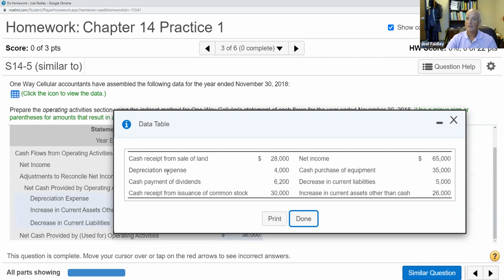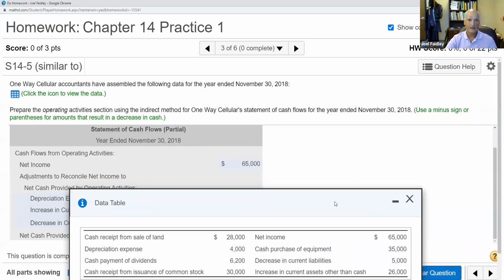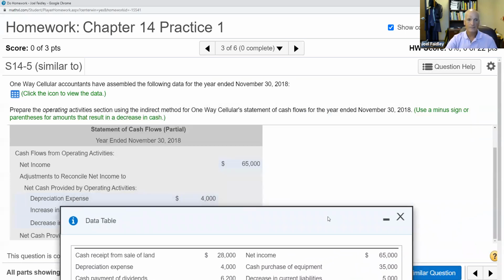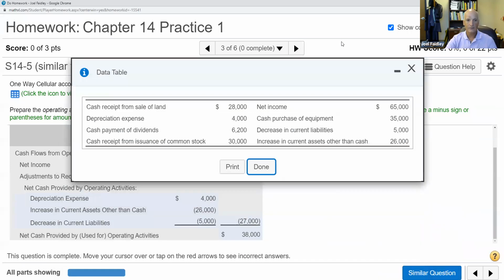There's no cash involved here. So that's why you always add back depreciation. You add back amortization. Always add it back. Not a subtraction. It's always an add back. Net income plus depreciation. All right, so that's the first 2 lines there. 65,000 plus 4,000. All right, what else is going on there?